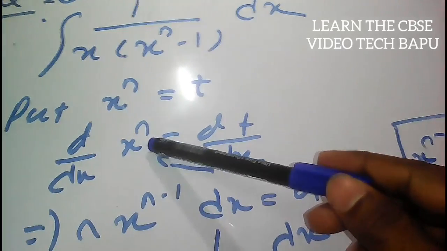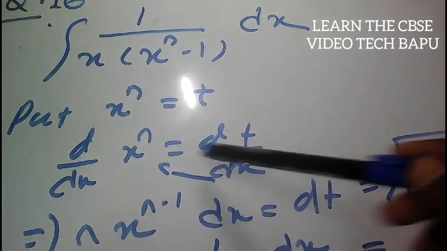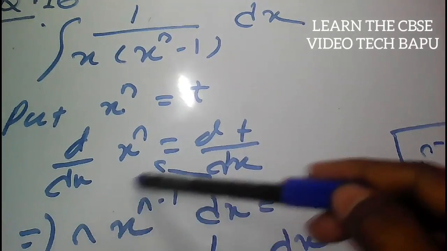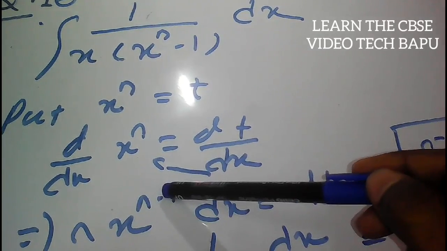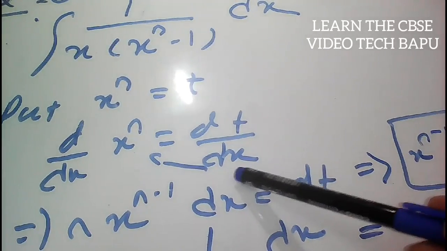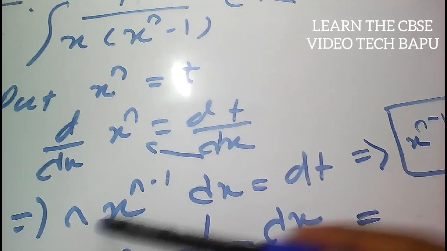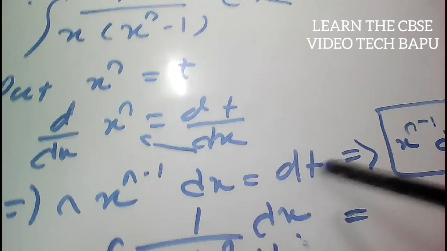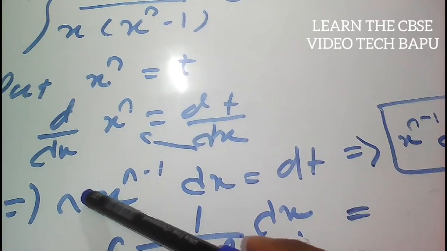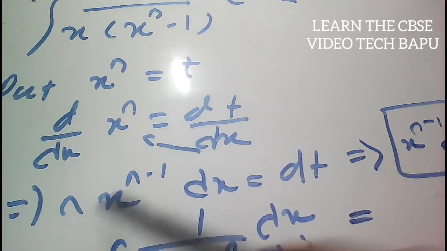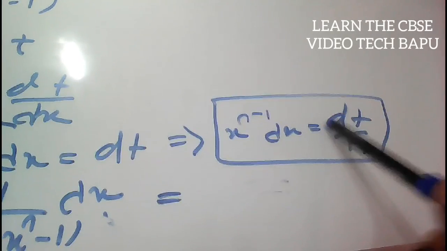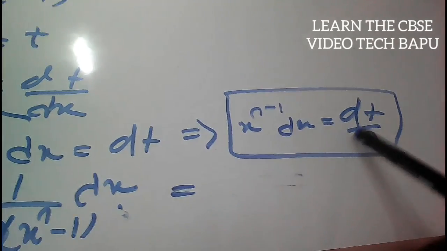Take this value to this side and multiply, so you can get n into x to the power n minus 1, according to the formula: derivative of x to the power n is n into x to the power n minus 1. You also know that, and taking this value to this side, you can get n into x to the power n minus 1 dx is equal to dt, and this value should be put into this side. This side it is multiplied and this side it should be divided. So n goes to this side and it becomes dt by n.